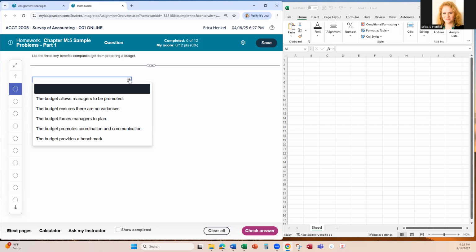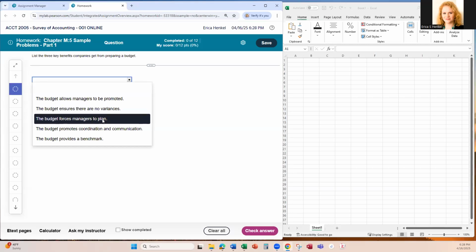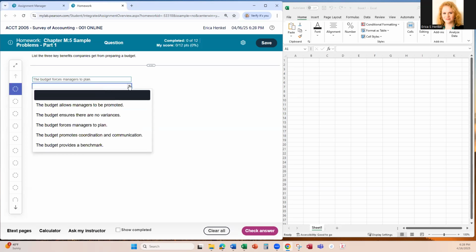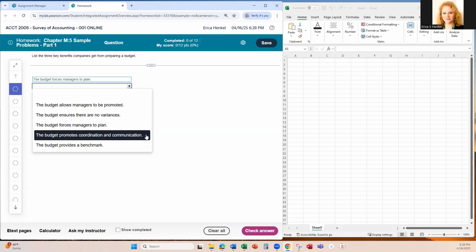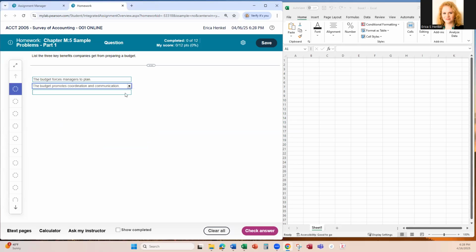Since we've eliminated 2 out of the 5 and we have to choose 3, that tells us that the remaining 3 must be benefits of preparing a budget. It does force managers to plan ahead and think about what's going to happen in the future. It does promote coordination and communication, because the best budgets are formed by having communication between the people performing the work and their managers to ensure that budgets are accurate. And it also encourages communication between departments, because the larger, broader budgets within a company have to be added together in order to achieve an organization-wide budget. So definitely a benefit there.